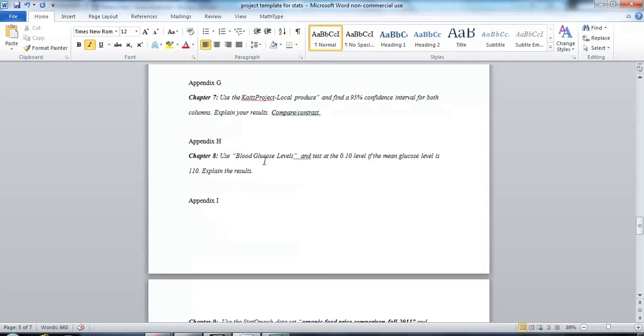In Chapter 8, the blood glucose level project, there are 2 columns of data. One appears to be random data. The other one's simply the same data sorted. So you need to just use the first column and do the test. Test at the 0.10 level if the mean glucose level truly is 110. And again, explain the results.